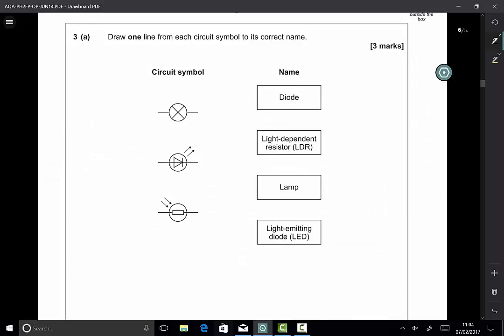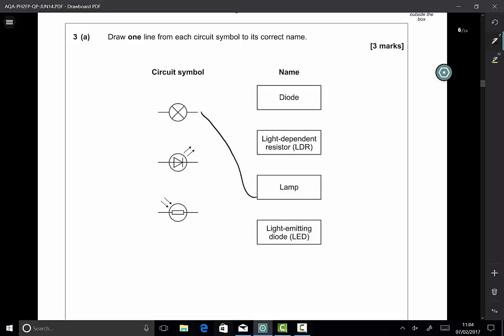Okay, electricity. So you need to know the circuit symbols. Draw one line from each circuit symbol to its correct name. So from like year 7, we know that that top one is a lamp, nice and simple. Now, this triangle with a line here, that tells us it's a diode, but these arrows here represent light. Arrows often represent light in these circuit symbols.